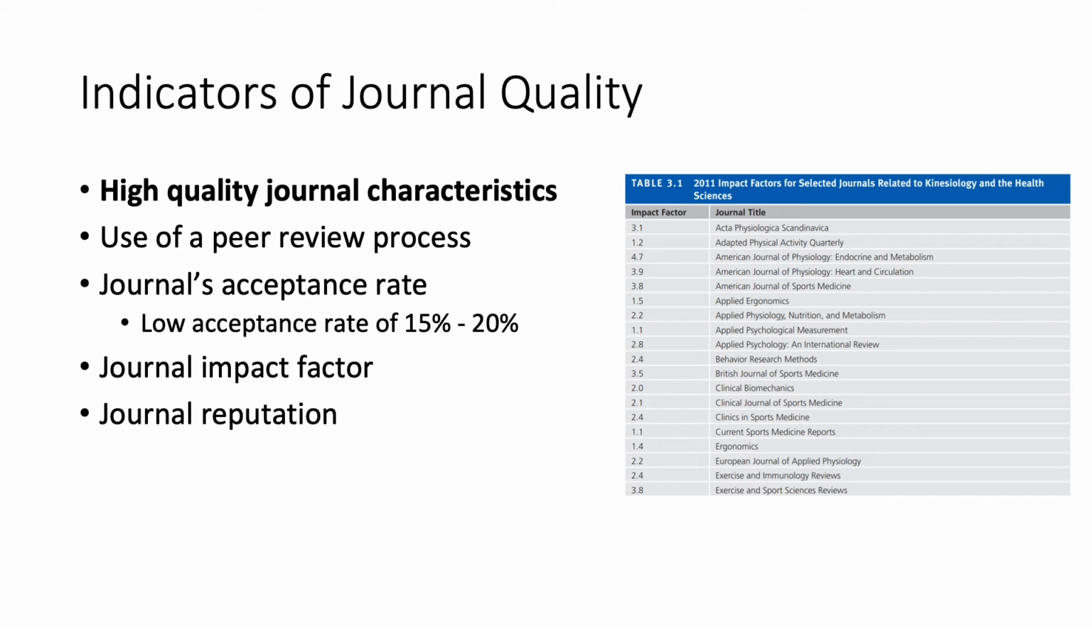Now, another thing is looking at the journal's reputation. So how long the journal has been publishing research papers out there. And then based off that, did they publish seminal papers that are very meaningful to the field. And then lastly, looking at the journal impact factor, which is a tool for evaluating the journal quality.